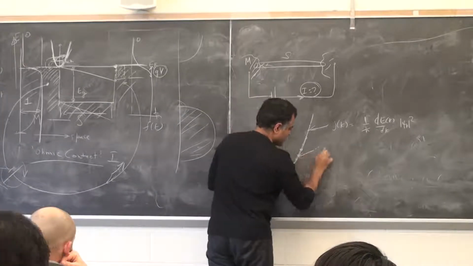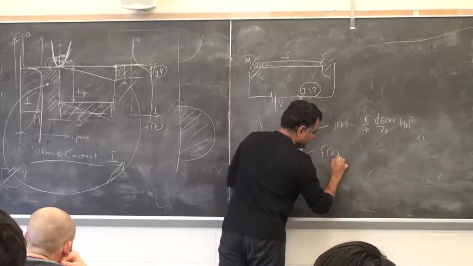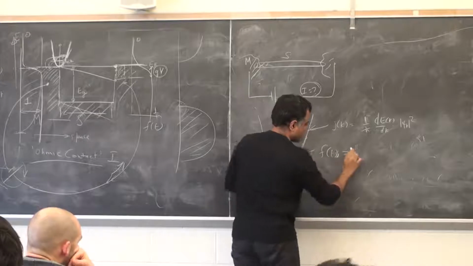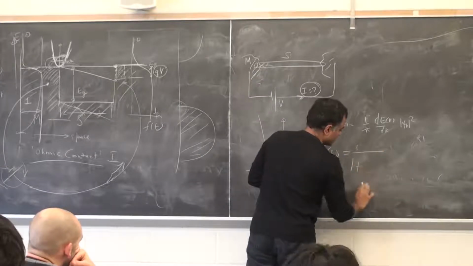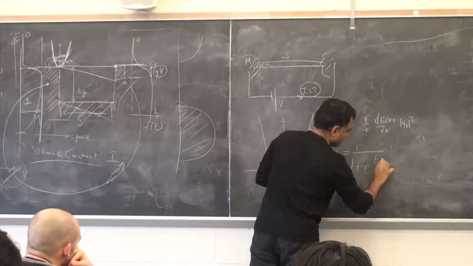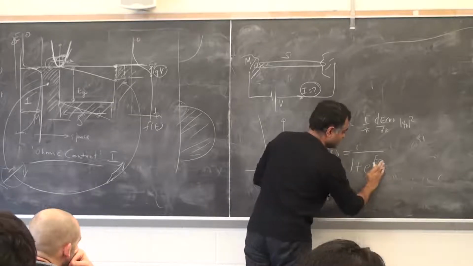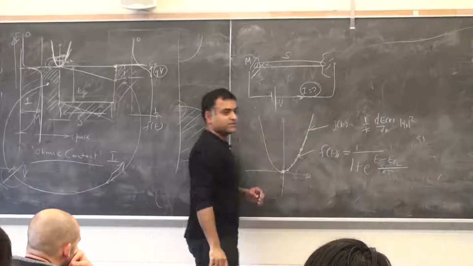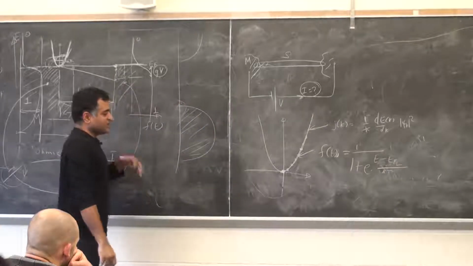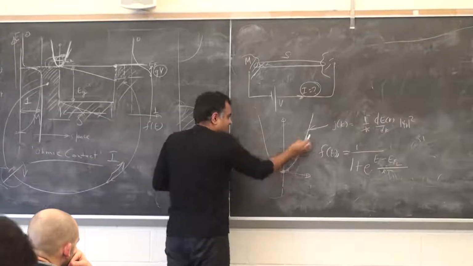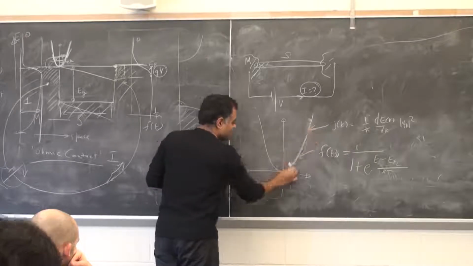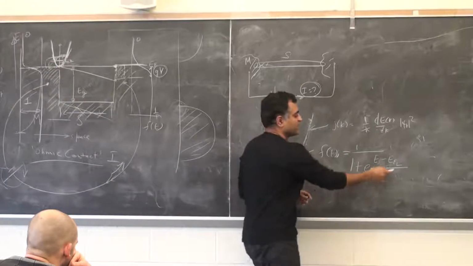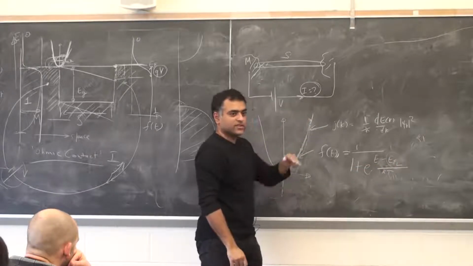All these carriers have an occupation function that looks like this: 1 over 1 plus e to the power (E minus E_F of the left electrode) over kT. All right, so all right-going carriers are in thermal equilibrium with the left electrode. What does that mean? It means they share the same Fermi level.